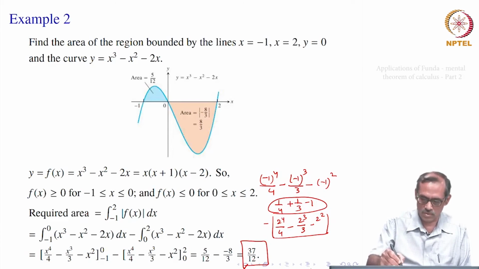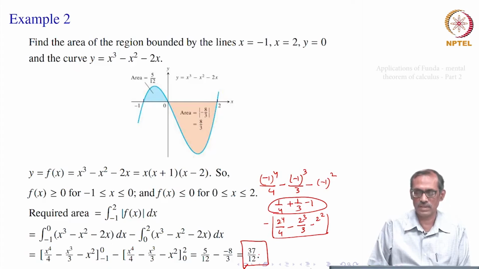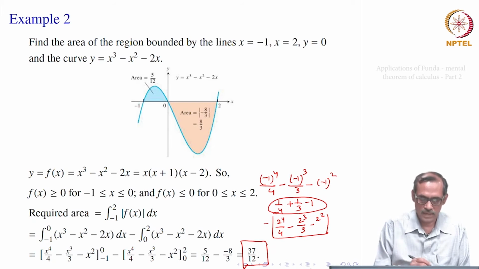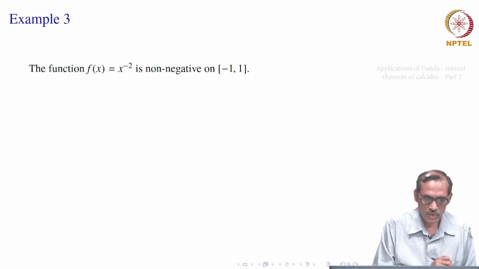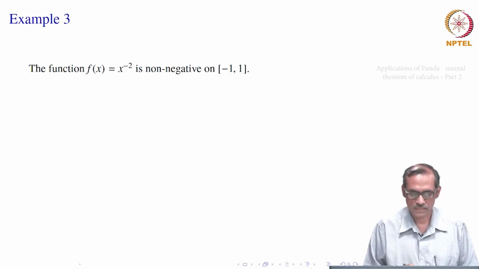So, again because throughout it is negative, we could have taken its signed area modulus to get the area and add them off. That is the same thing as whatever calculation has been done here. Okay. So, we go to the next example.